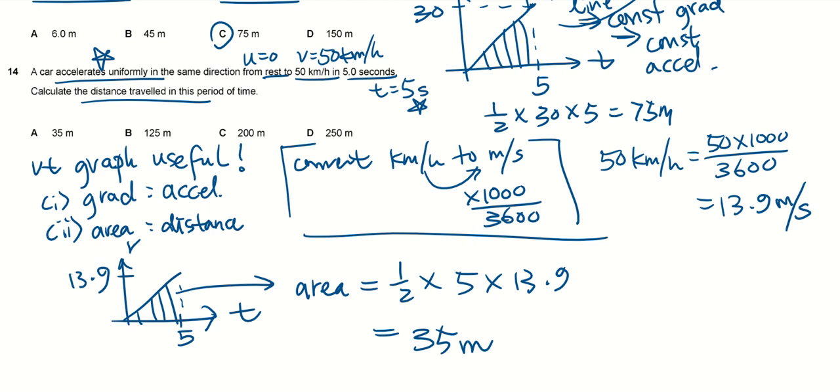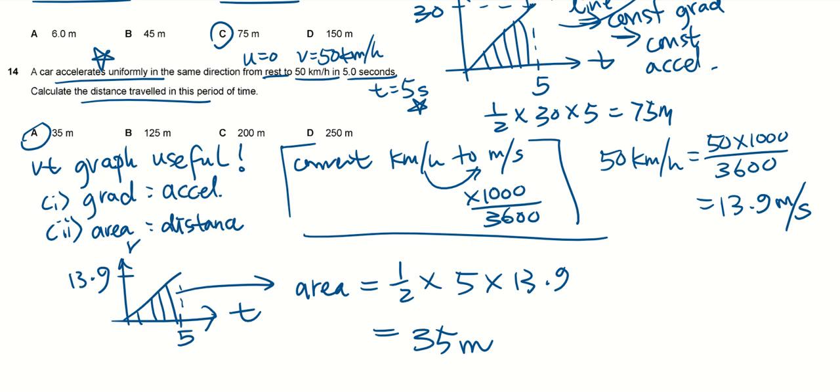Multiply by 1000, then divide by 3600. I went through this at least 2 or 3 times. If you still cannot get it, just hardwire it, memorize it. So I will get 13.9 meters per second. Then after that, it is your half base times height to find the area because it's a triangle. And then you should get the answer of A. How many of you got this answer? Okay, very good. Shall we go to the next one?